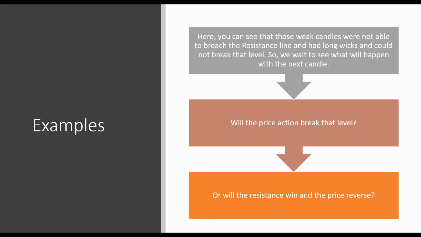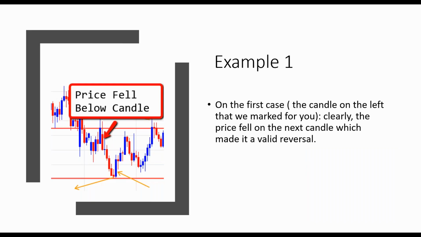So will price action break that level, or will the resistance win and the price reverse? We don't know. That's the problem. So when we get the strong candle, that's given us a good indication. But we want to minimize our risk, and we would put our stop loss slightly below that price level zone.